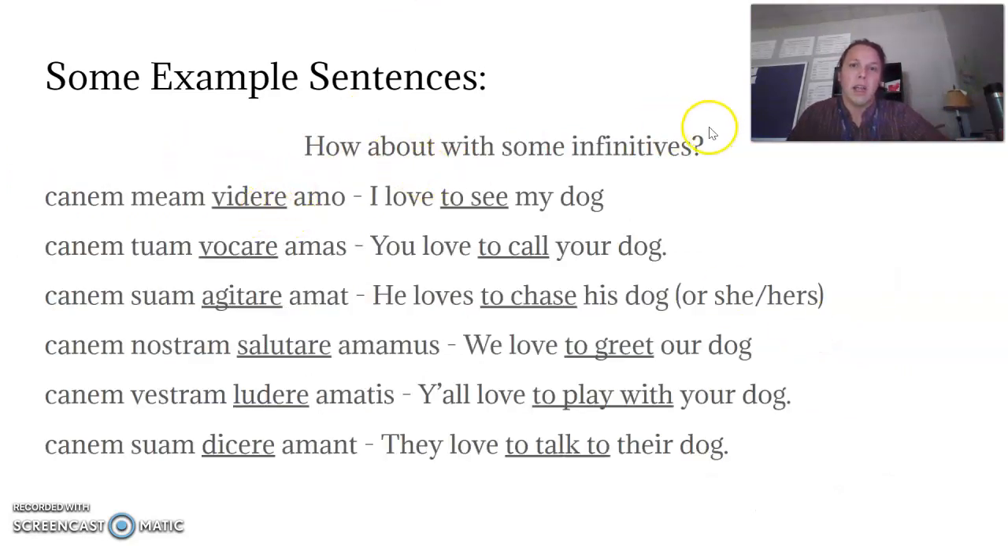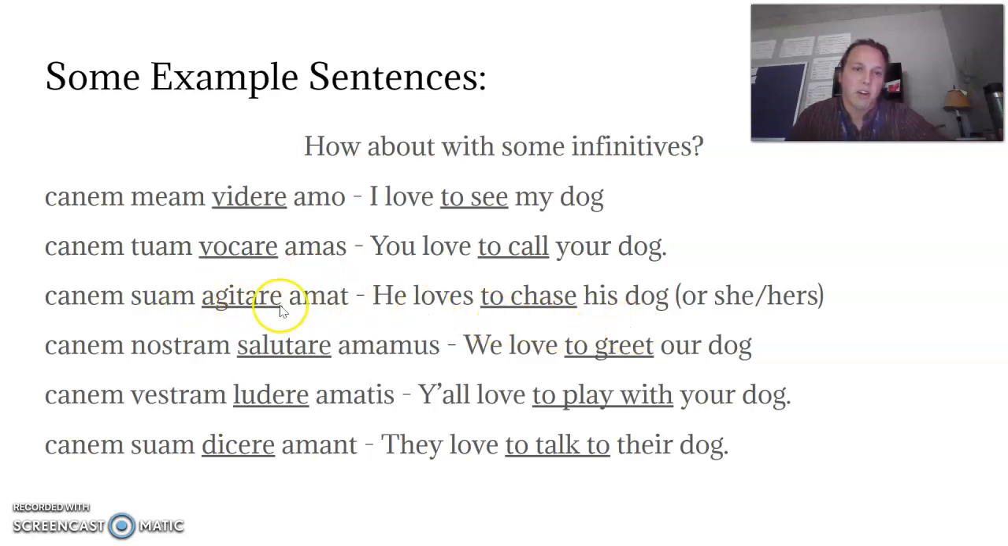Okay, so let's talk about those infinitives again. Here are all the verbs here with re on the end of them. So that's going to mean to blank, whatever it means. So if I want to say, I love to see my dog, I'll say, amo vedere canem meam. You love to call your dog: canem tuam vocare amas.